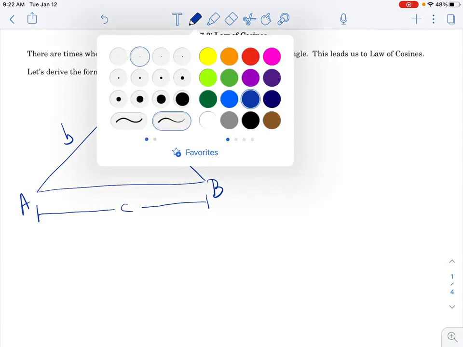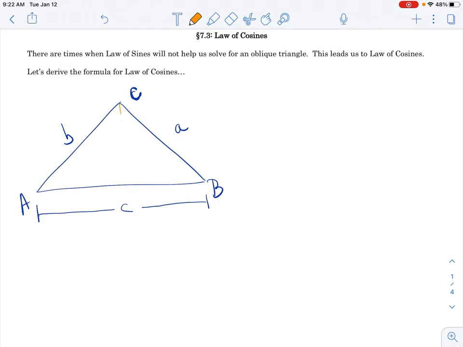Now I'm going to drop a perpendicular down from the vertex C. That would form a right angle, and what that turns out to be is the height of the triangle. What we've done is create two right triangles. So I have triangle 1 and triangle 2, just so it makes it easier to refer to.